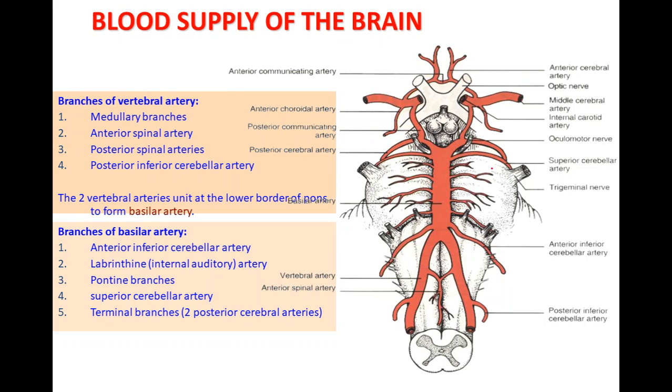So what I was explaining is that these two vascular systems, the carotid as well as the vertebrobasilar vessels, will be making the circle of vessels that we call the circle of Willis.